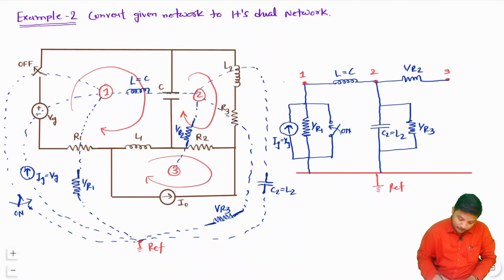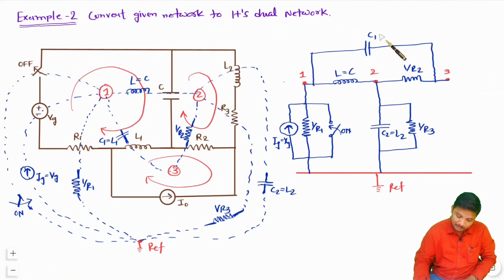Now if you see this L1, that is there between 1 and 3. Instead of this, I need to replace it by a capacitor, and let us say this capacitance value is C1, which will be L1 only. So between 1 and 3 we will have a capacitance C1, and its value will be L1 only.